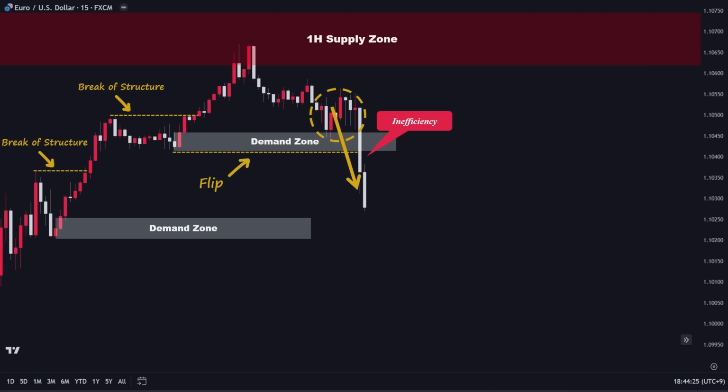So, we have identified a perfect flip pattern in the market. Our next step is to highlight the flip zone, which was created by the wave that flipped the recent demand zone.